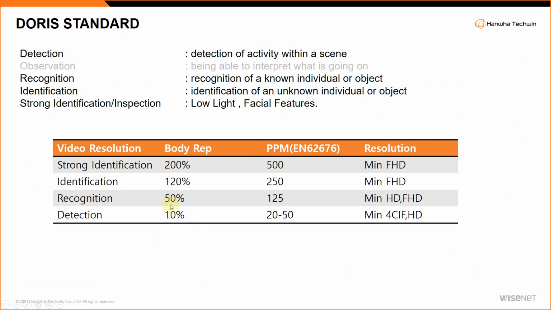Detection. Okay, detection 50%. All right. And then you have the recognition and detection. Typically, they say 10% of the entire scene, or if the person height is 10% of the entire scene, that is your detection. And then let me do the drawing.